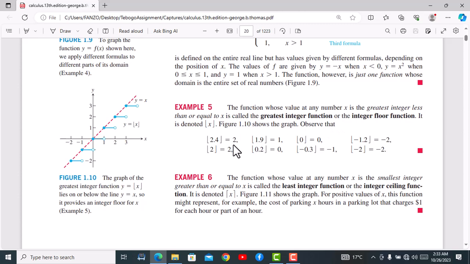Observe that. It is important that we observe this. What is it that we need to observe? If you substitute the value of x as 2.4, for example, let's look at 2.4, which might be a value somewhere there.